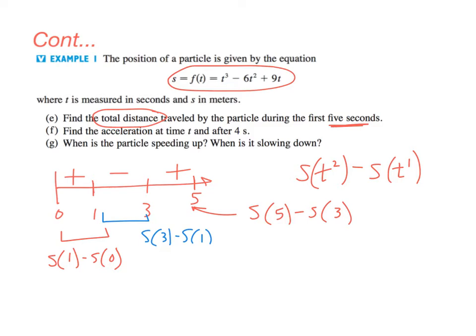And so if I did s of 1, if I plugged in 1 for t there, it looks like I get positive 4 minus 0. So it has a distance of 4 there, traveling from 0 to 1.